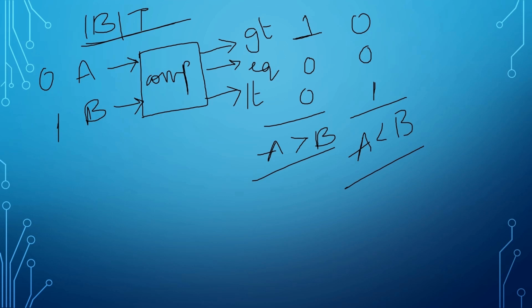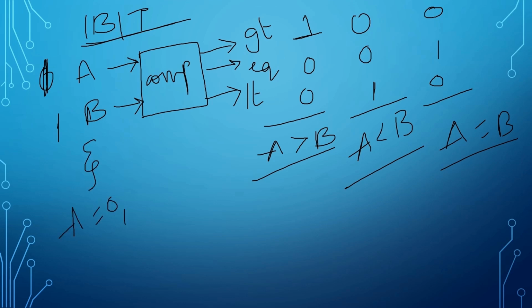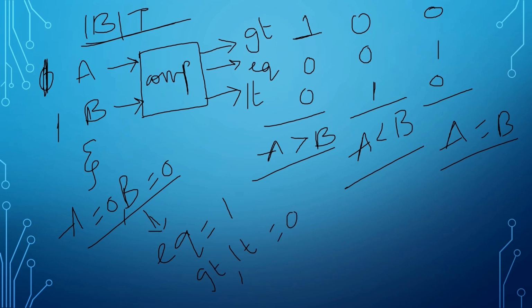And the other case is when A becomes 1 and B also becomes 1, the EQ output becomes 1 and the other two become 0. This is true for two cases, when A equal to 1, B equal to 1, and also when A equal to 0, B equal to 0. EQ becomes 1 here also, and the remaining two, that is GT and LT outputs, become 0. So this is about the functionality of a comparator.